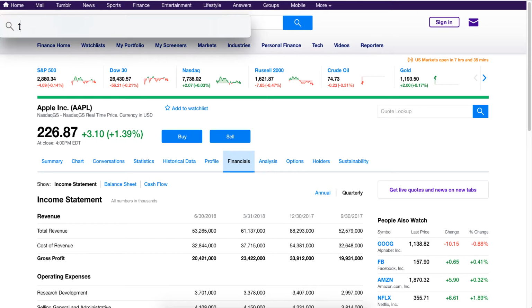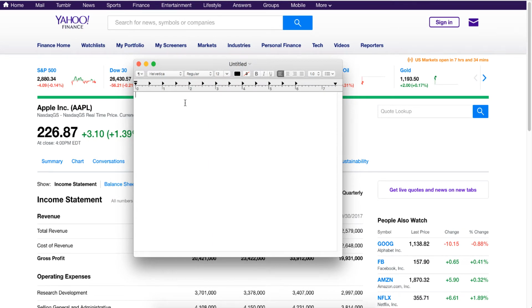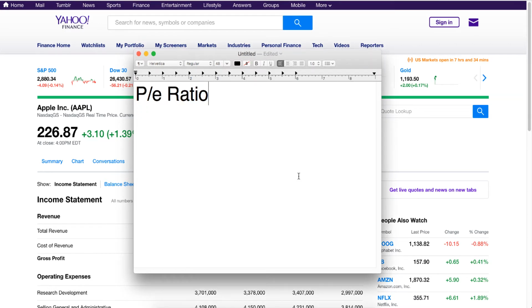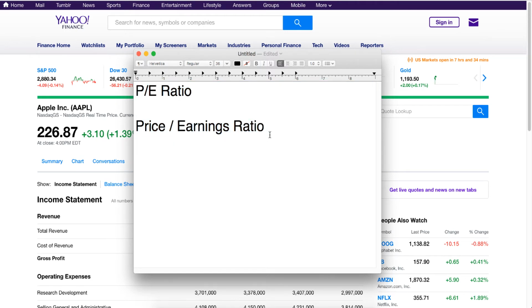So let me bring up TextEdit, because I think it's going to be easier to discuss a few things with it. So for starters, let's talk about the PE ratio. So PE ratio. How can we construct that if we don't know what it is? The only thing that we need to remember is that this actually means price to earnings. Almost everybody remembers that, right? It's the price to earnings ratio. I think I should probably make it a little bit smaller. Okay, so price to earnings ratio.